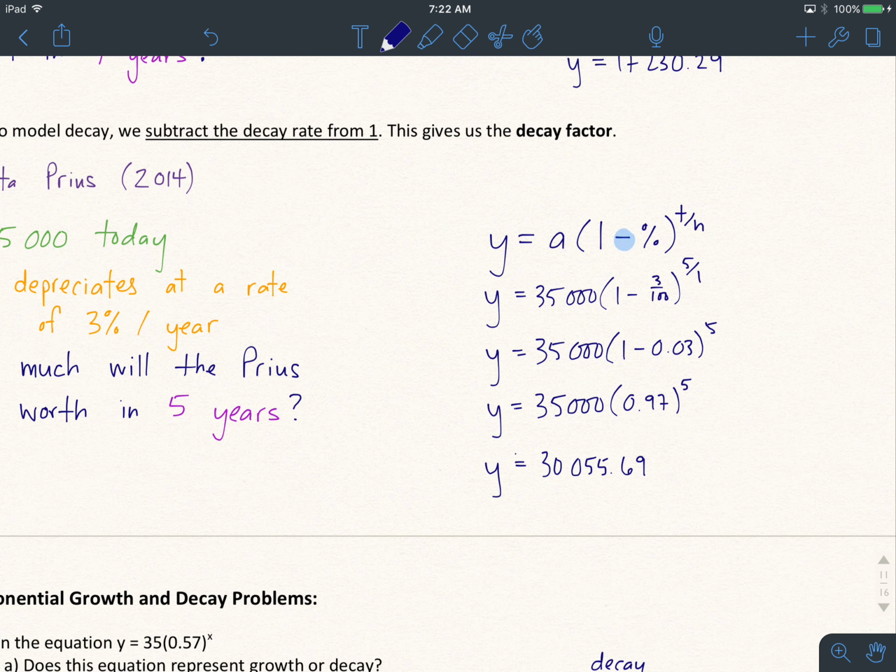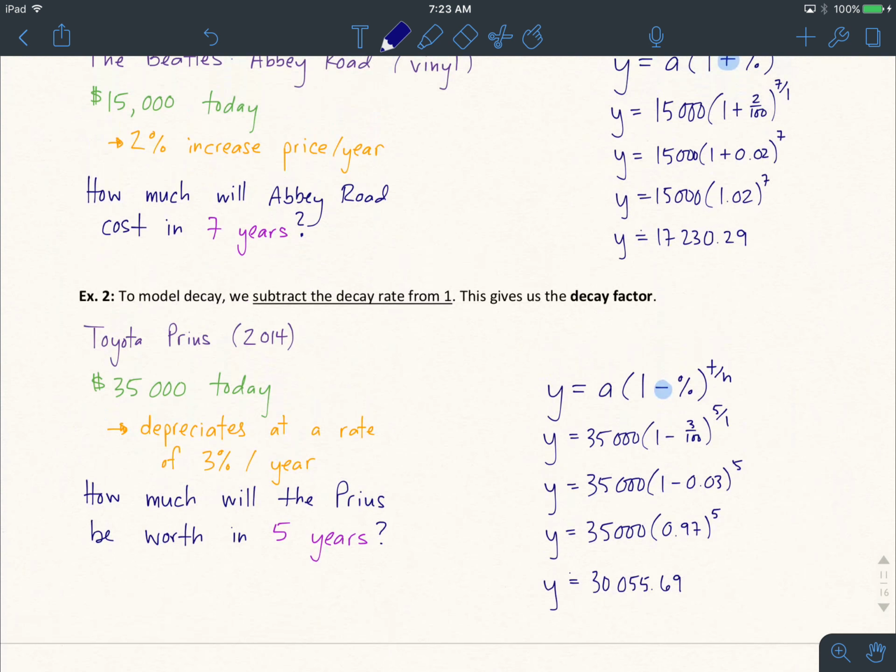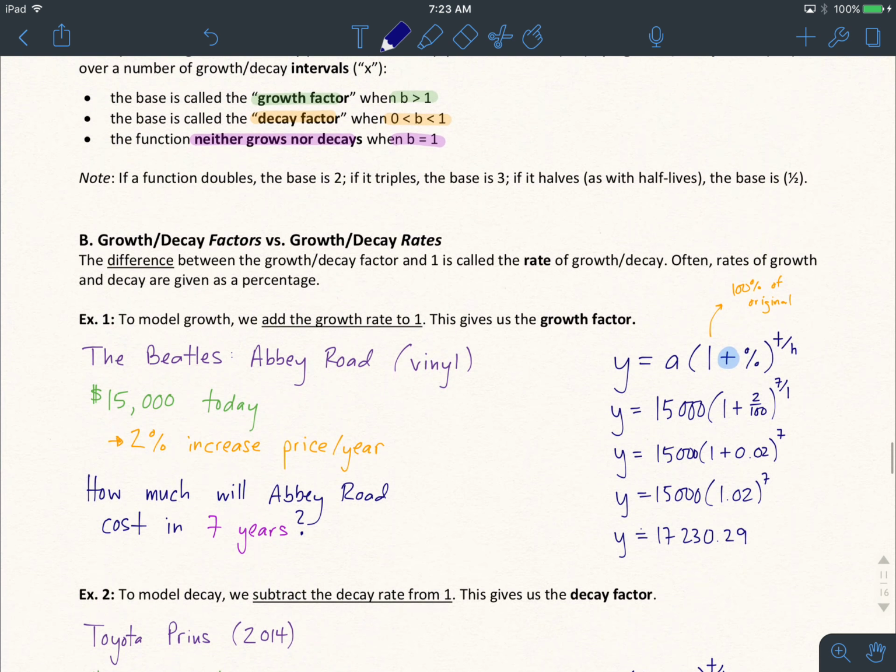So again, what's the big learning here? It's actually a really short lesson. The big learning is that when you have percentages of increase and percentages of decrease, you either add them to or subtract them from 1 to develop that equation that we've been using to model exponential growth or decay. That y equals a times b to the exponent t over h. That b value doesn't have to be 2 for doubling or a half for half-life.